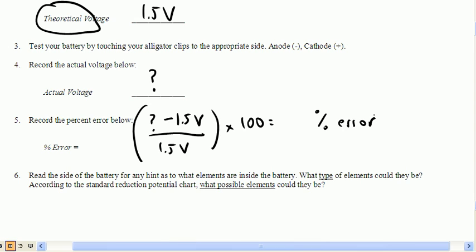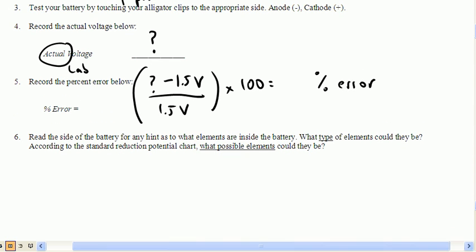Now it's totally possible to get a negative percent error. That means that your actual value was lower than your theoretical. If you got a positive percent error, that means that your actual value was greater than your theoretical. Either way, theoretical values are always what's on paper or given. Actual values are always what we get in the laboratory.